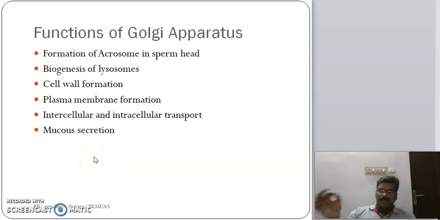So the similarities: both organelles have cisternae, tubules and vesicles, but the Golgi apparatus also has vacuoles, and functionally they are different, as you can see from the presentation.